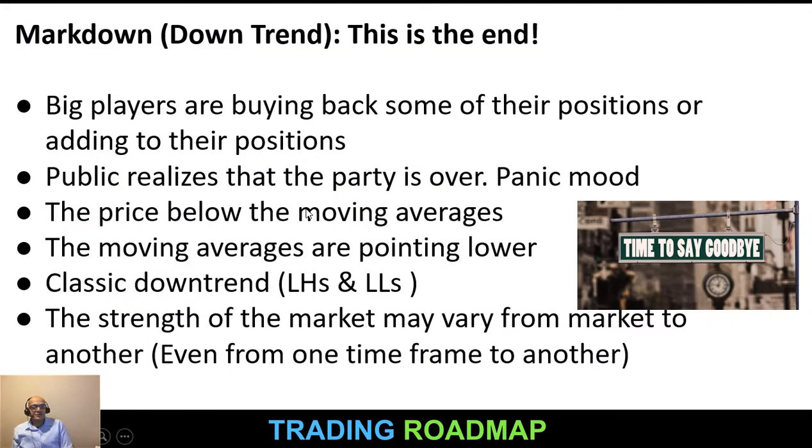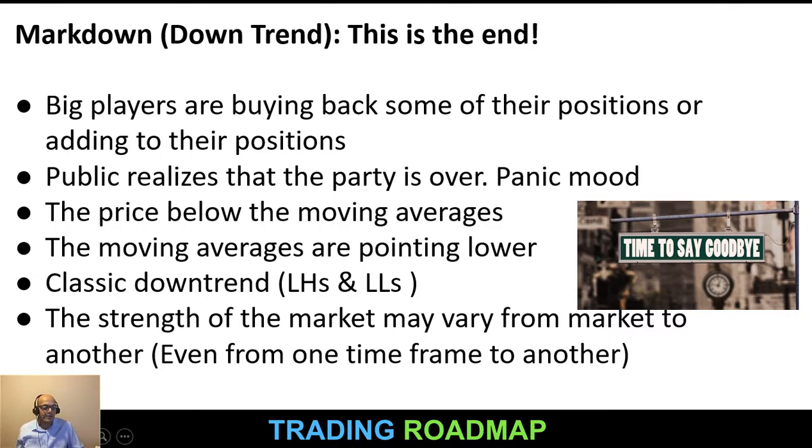And then we have the market down, which is a classic downtrend, and this is the end. And it's time to say goodbye. The big players are buying back some of their positions. What I mean by buy back: when we sell, to cover your position, you buy back. And they add to their positions. The public realizes that the party is over and the panic mood starts, and the price is below the moving averages. All the moving averages are pointing lower. Classic downtrend: lower highs and lower lows.